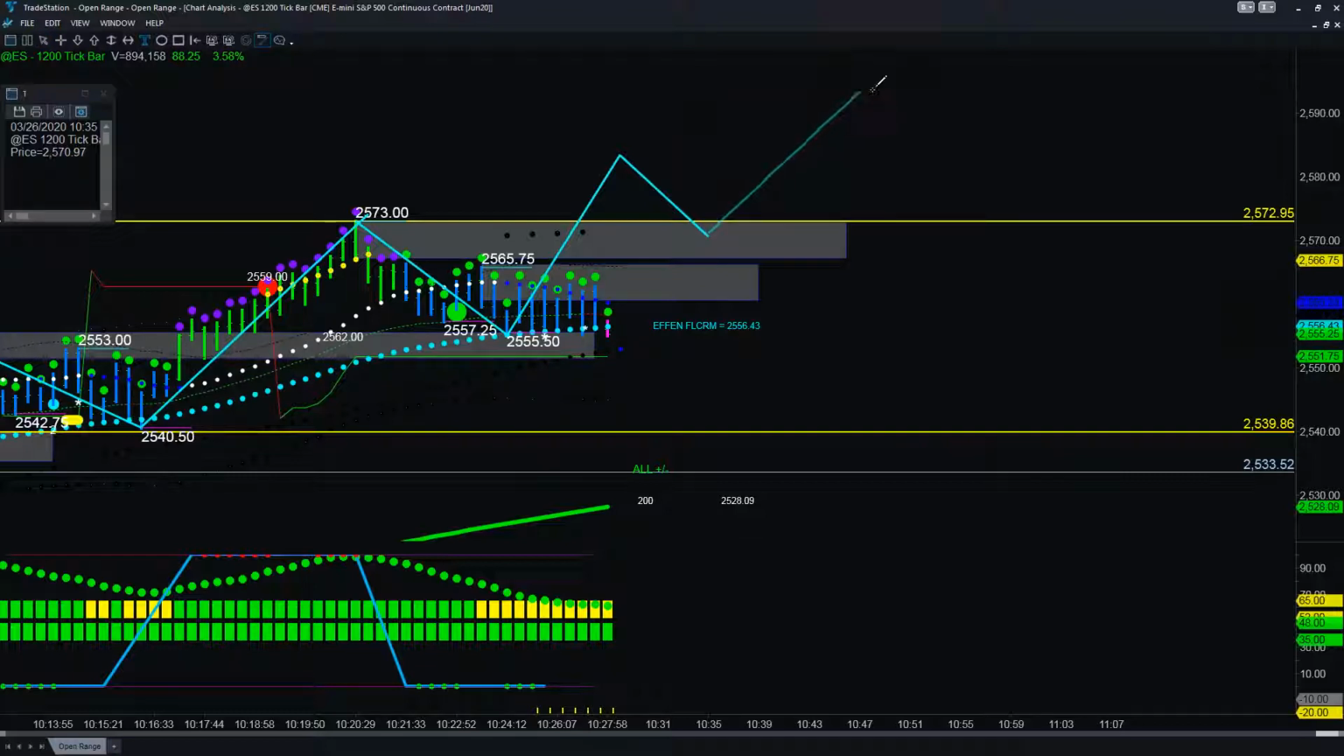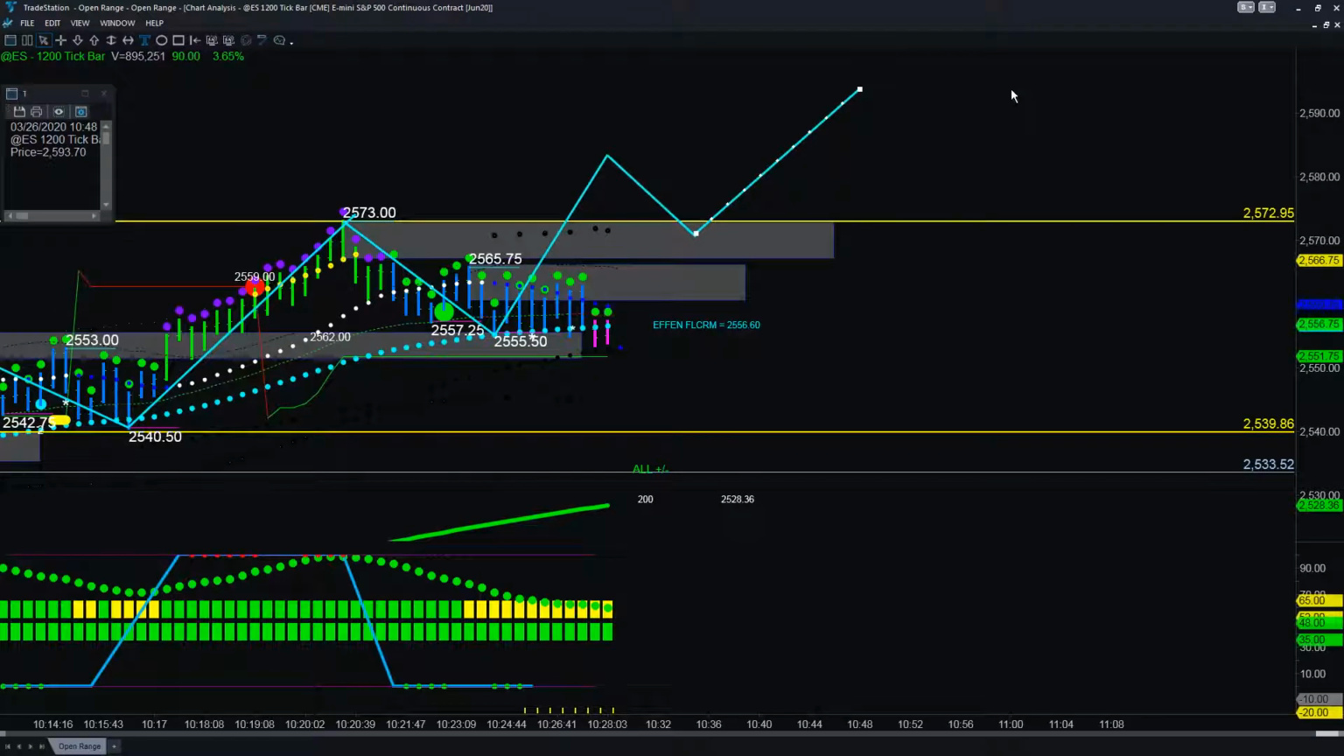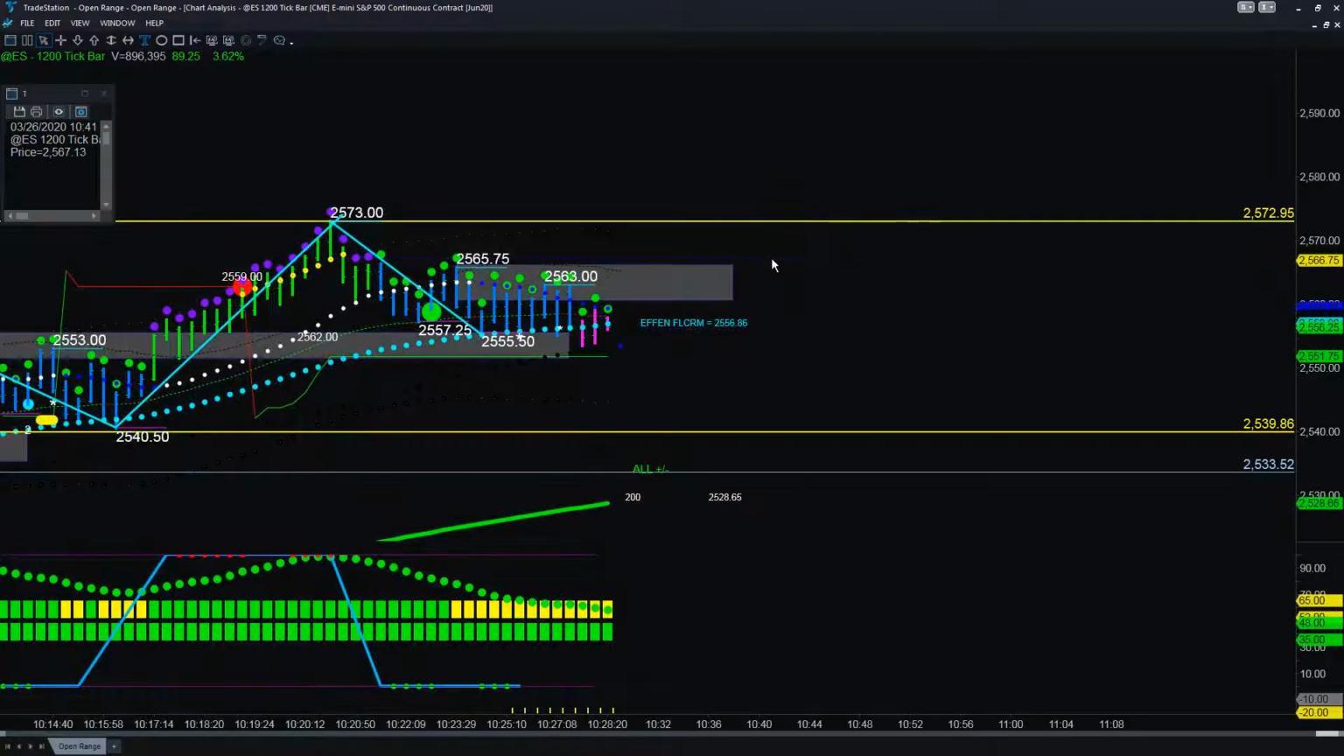73 holds, bam, that should make a new swing high. So like walking up the stairs. Make sense? Any questions on that? It becomes clear when you draw lines. Okay? Drawing the lines will really clear this up.